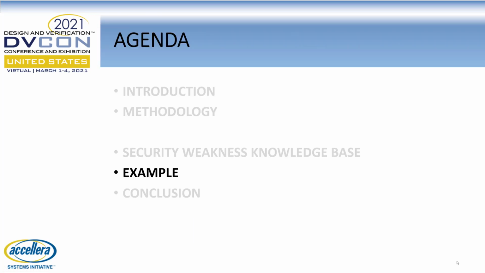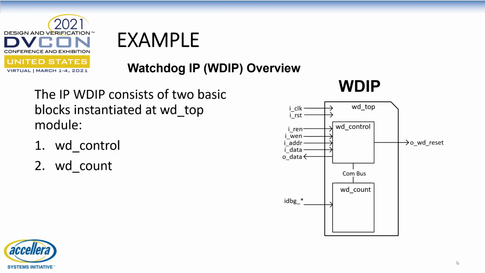So let's dive into a simple example. As an example, we'll use a watchdog IP, we'll call it WD IP, which consists of two basic blocks instantiated within the WD top module. The two instances are of WD control and WD count. This IP's functionality is to implement a watchdog that would signal once the counter reaches a specific limit.